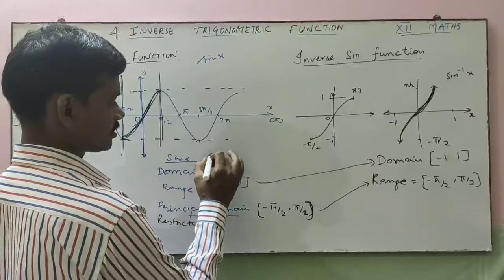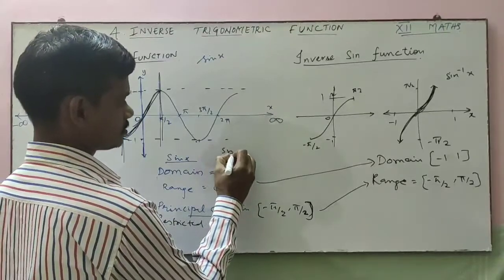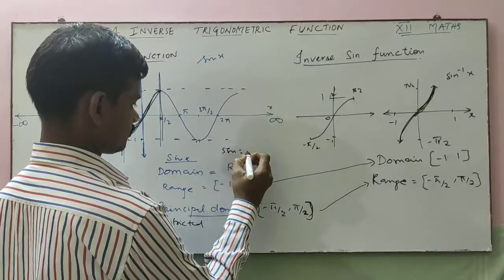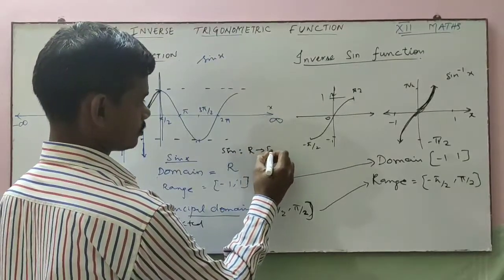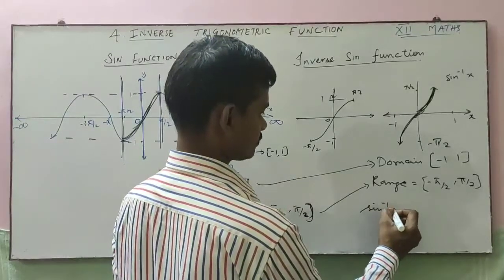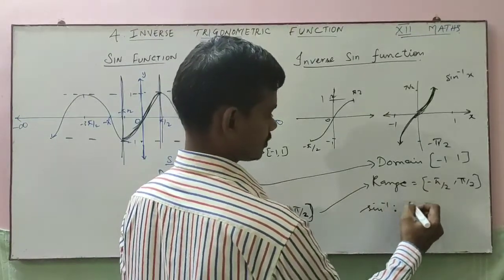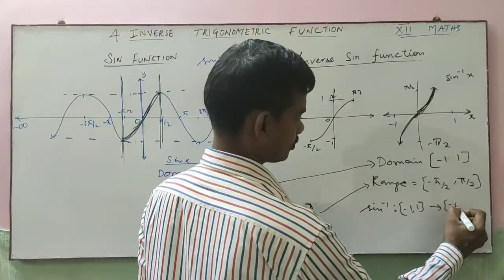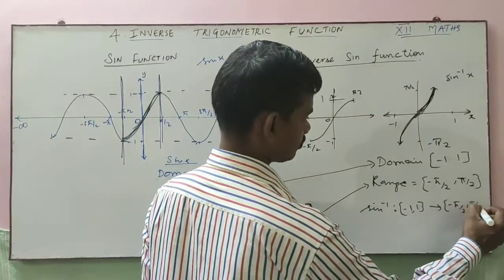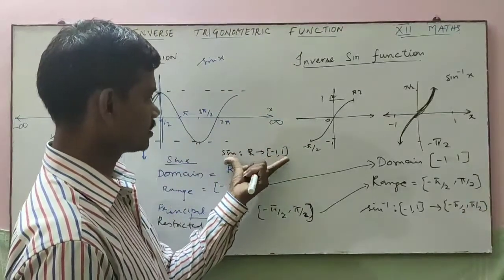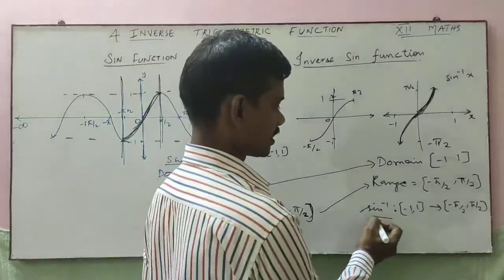So for sine function, sine is from R to minus 1 to plus 1. Sine inverse is minus 1 comma plus 1 to minus pi by 2 to plus pi by 2. So this is for the sine and this is for the sine inverse.